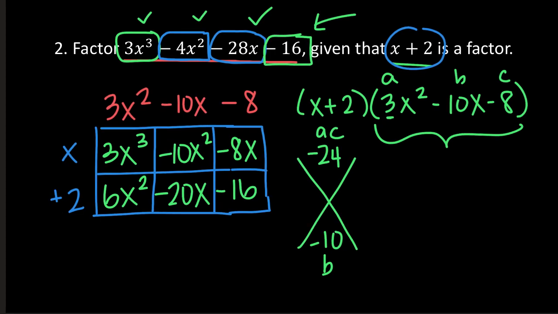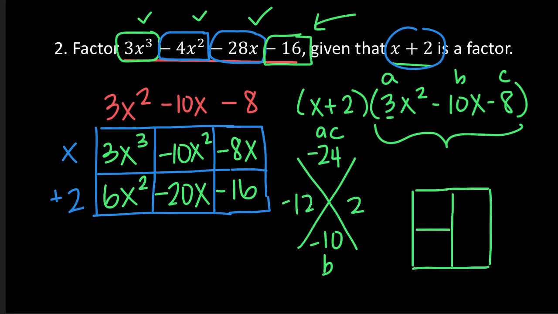Negative 12 and 2. So negative 12 times 2 is negative 24, and negative 12 plus 2 is negative 10. And then the way I keep factoring is using this area model. If you have some other method that you've been using to factor, that's totally fine. This is the way that I factor, and I think most of you have been taught to factor.